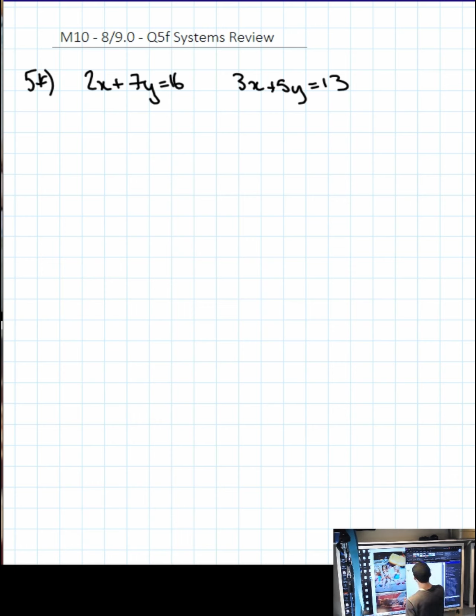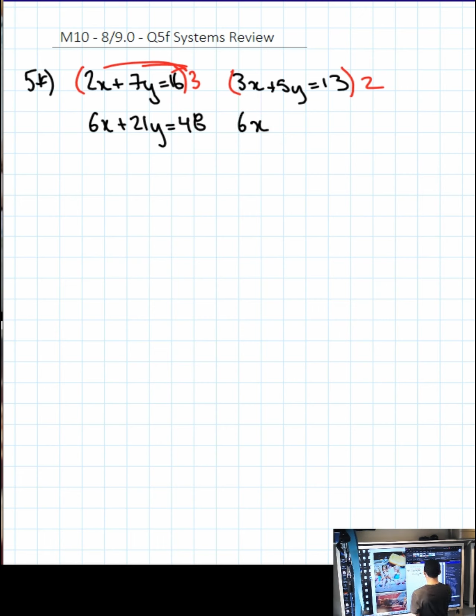So we have to multiply the equation on the left by 3 and the equation on the right by 2. If we distribute backwards, 2x times 3 is going to be 6x, 7y times 3 is going to be plus 21y, and 16 times 3 is going to be 48. The equation on the right, multiplying it by 2: 3 times 2 is 6x, 5 times 2 is plus 10y, equals 13 times 2 is 26.